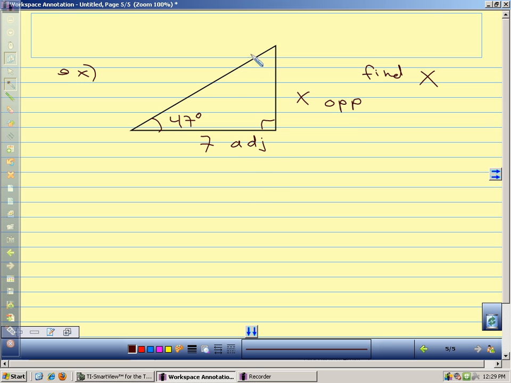The longer side is always the hypotenuse. We'll talk about the hypotenuse later. Now we're going to write our equation. Our equation should look like the tangent of our angle. Here's the angle that we're using. The tangent of 47 degrees equals the opposite, x, over the adjacent, 7.